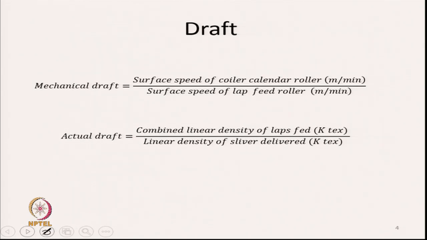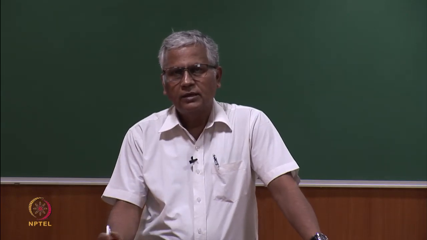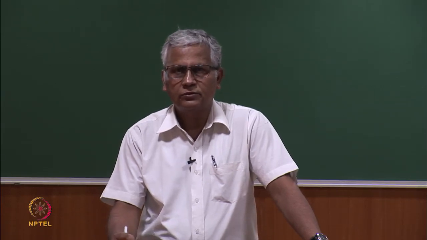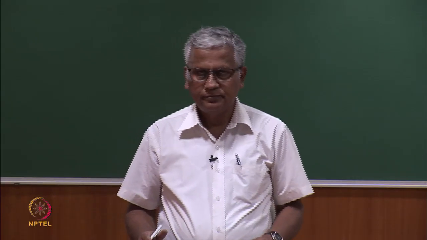And the actual draft is based on what? Based on the linear density or hank of feed material, which is lap, and linear density or hank of the output material, that is sliver. So, the actual draft will be the combined linear density of lap feeds, whatever I would generally feed, 6 laps or 8 laps. So, combined linear density of all the laps, in kilotex, divided by the linear density of the sliver that we produce. So, this ratio of linear density is going to be the actual draft.